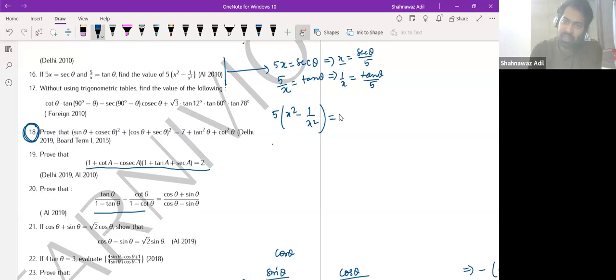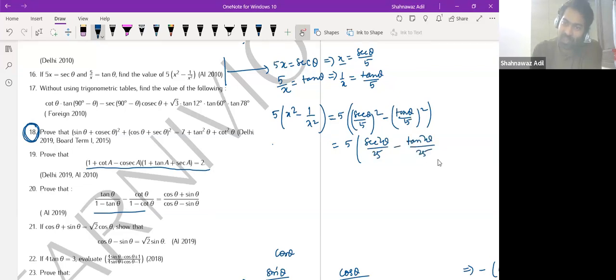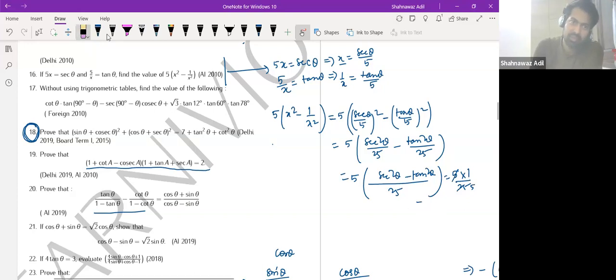So now we have x, we have 1 by x, and we can just put those values in here. So (sec theta by 5) whole square minus (tan theta by 5) whole square. So this is 1 by 25, so 1 by 5. Now we have got the result. So this was a similar question, right, Amira? Where did you guys get stuck? No, sir, I was solving. So 1 by 5, as Tejasvi said, is the correct answer.